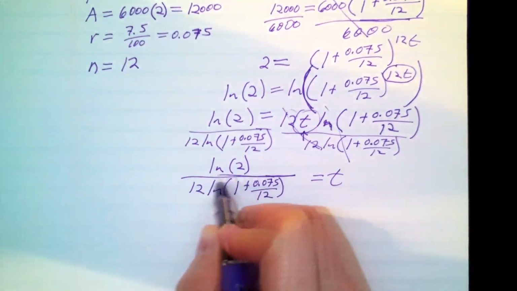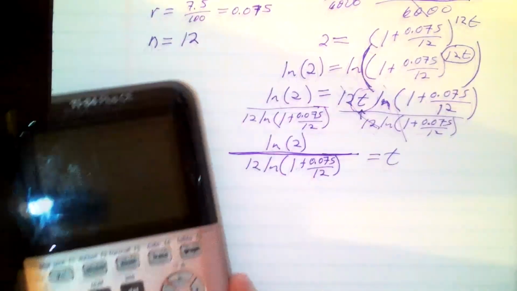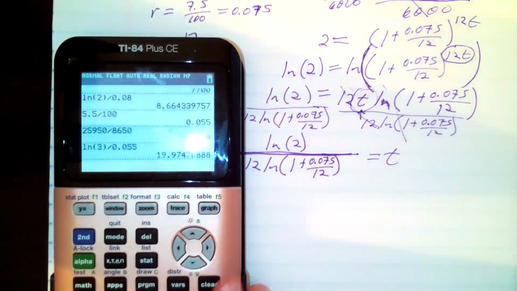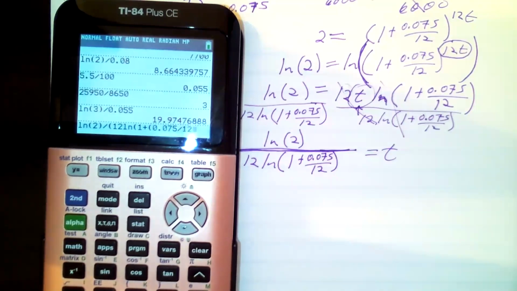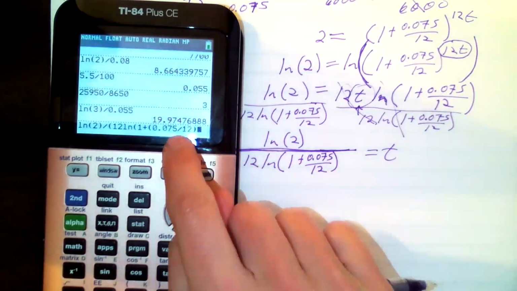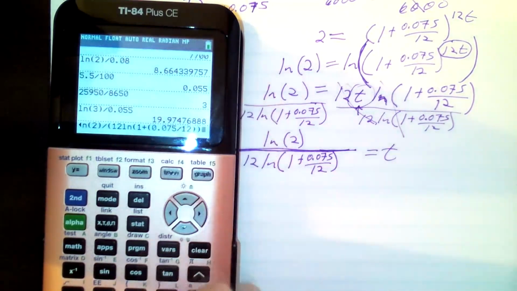Now that's a mouthful. You have to be careful punching it out, but when you're done with that, you'll have t. We're going to round to 2 decimal places, just like we've done before. So let's be careful here and punch this out. I have ln of 2 divided by, big parentheses, 12 ln of 1 plus 0.075 divided by 12. So I put parentheses around the fraction, another set of parentheses to close the parentheses on the ln, and then one more set of parentheses around the denominator.